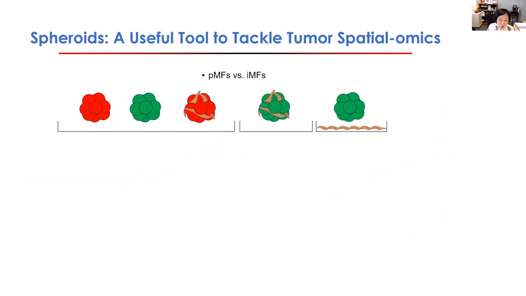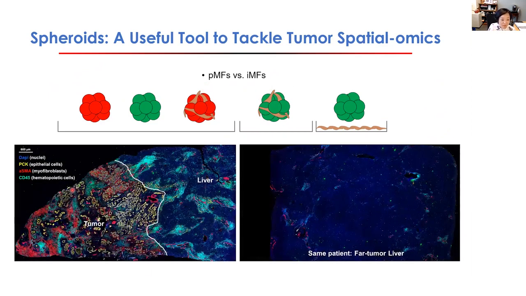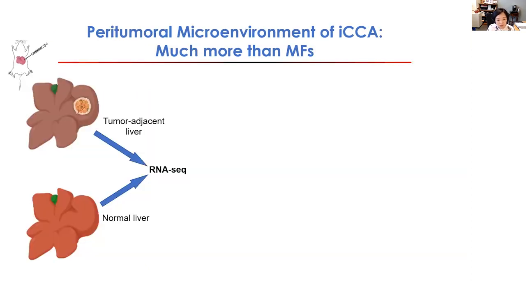Technically, what we have shown here is that spheroids are a very useful model to tackle tumor spatial omics, because you're able to group cells of interest together and place them in different spatial relationships. I have shown you what we have done to compare PMFs versus IMFs. But going back to this original image from a patient tumor, the fibroblast is just a very small part of tumorigenesis of cholangiocarcinoma. There are many other types of tumor microenvironment cells within the tumor mass and also outside the tumor mass.